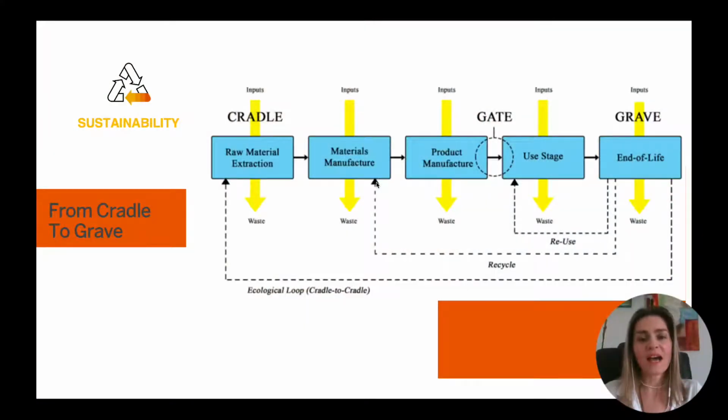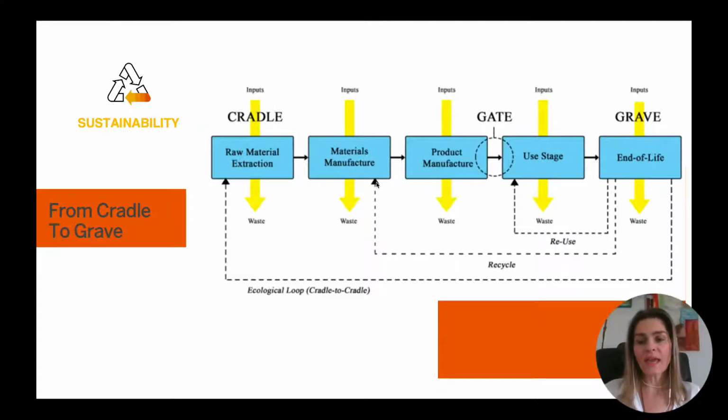Yes, great point, Carlos. Another thing that was interesting to find out during my research is the 5 steps of a product life cycle, and how LCA is connected to circular economy. So the 5 steps of a product life cycle are what you can see on screen right now. It is from cradle, that means raw materials extraction, materials manufacturing, to gate, that means product manufacture, use stages, to grave, it is the end of life.